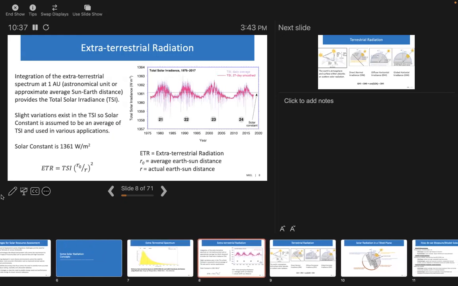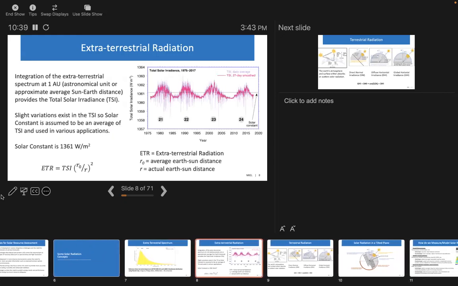And then generally what we do is we try to get to a solar constant, where the solar constant is like 1361 watts per meter square on average. But if you look at it, the total solar radiation varies slightly, like a couple of watts per meter square. The interesting part is that the solar constant used to be 1367, and now it has changed.